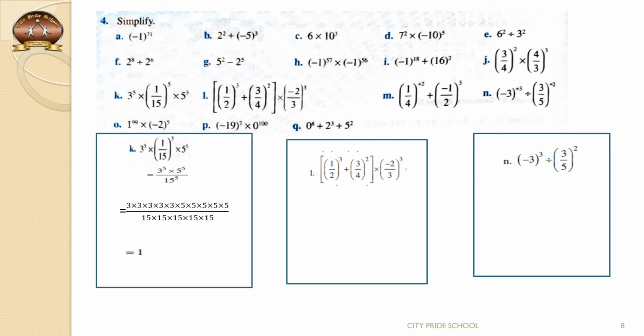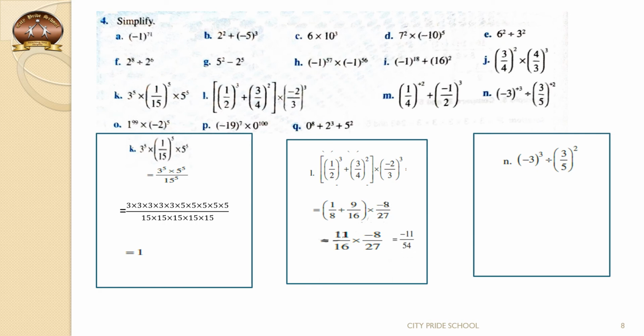Come to L1, that is 1 by 2 whole cube plus 3 by 4 whole square into minus 2 by 3 whole cube. So first let us solve the bracket, that is 1 by 2 whole cube will be equal to 1 by 8 plus 3 by 4 whole square will be 9 by 16. I'll take the LCM of this bracket and add it. I get 11 by 16 into minus 8 by 27. When I simplify this, I get minus 11 by 54.